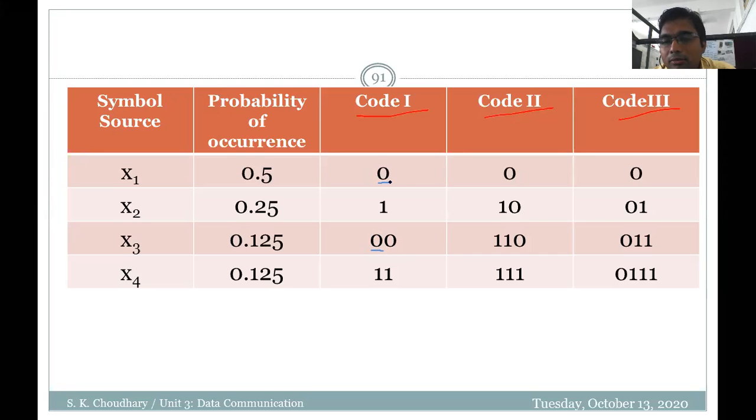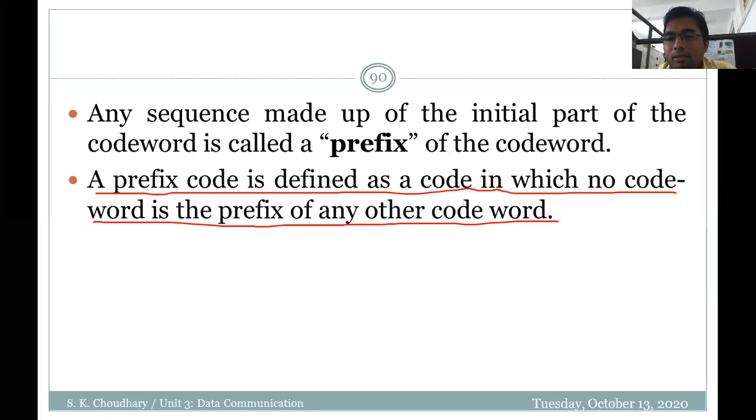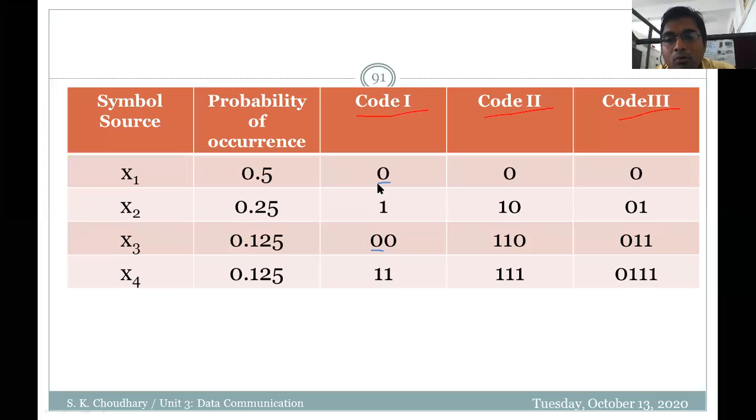What does this mean? This is x1, whose code word, binary 0, is also appearing as a prefix to the binary code word for x3. That means it is not a prefix code, because our statement is very clear that it is a code in which no code word is the prefix of any other code word. But here in code 1, x1 becomes a prefix of x3. So it is not a prefix code.